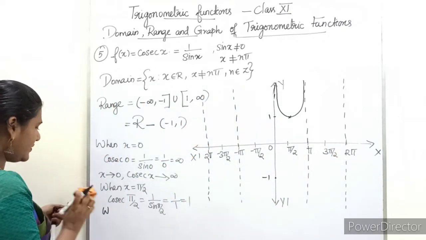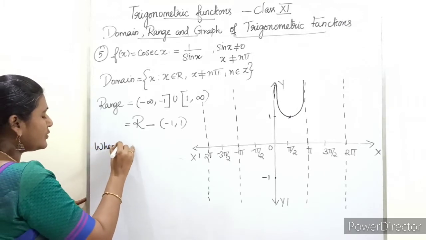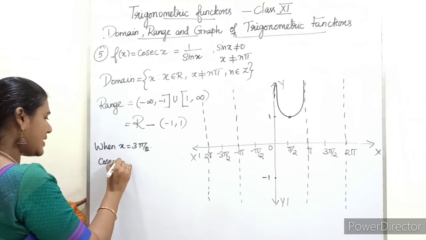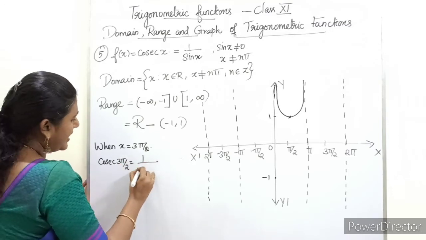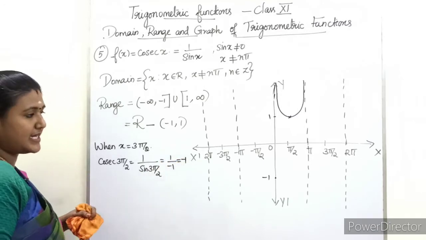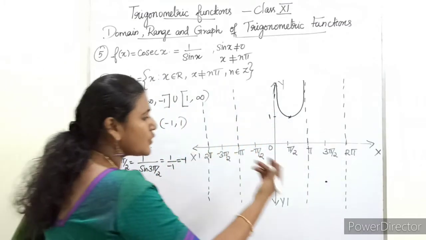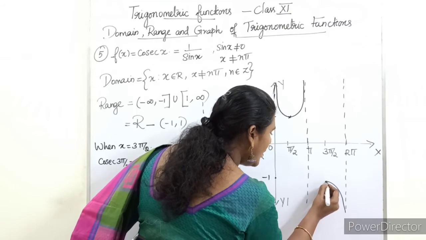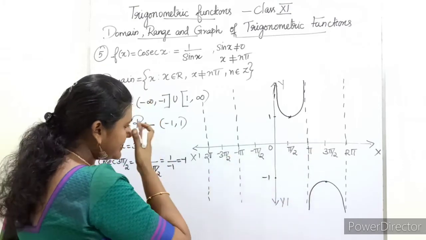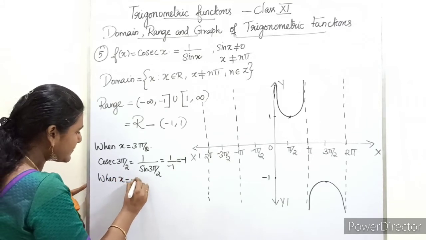So when x is equal to 3 pi by 2, that is cosec 3 pi by 2 is equal to 1 by sin 3 pi by 2, that is 1 by minus 1 equal to minus 1. So at this point the value is minus 1. So here the graph for the other angle it will go like this. Okay, so here you will get like this, again here it is like this, that minus pi by 2. So we will see when x is equal to minus pi by 2.